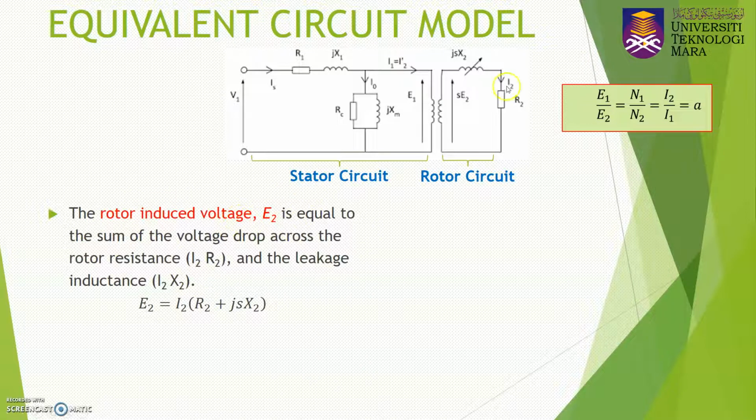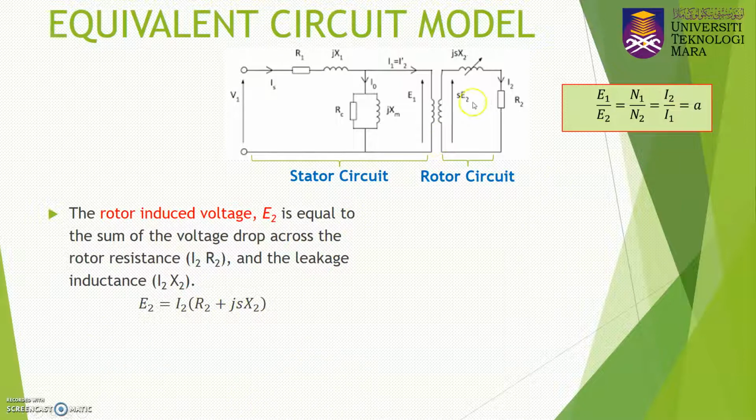So the rotor induced E2 can be calculated by applying KVL at the second loop. E2 is equal to the sum of the voltage drop across the rotor resistance, which is I2R2, plus the voltage drop across the leakage inductance, which is I2 multiplied by JX2. So if you apply the KVL, you will get the equation where E2 is equal to I2 multiplied by R2 plus JSX2.